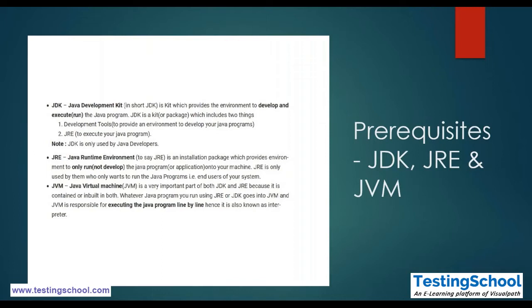Next is the JVM, which is the most important part, that is the Java Virtual Machine. It is a very important part of both JDK and JRE because it is contained and built in both of them, and it is actually the necessity to develop and run the Java application. The JVM is solely responsible for executing the Java program line by line, hence it is also known as the interpreter. So this is the difference between JDK, JRE and JVM.